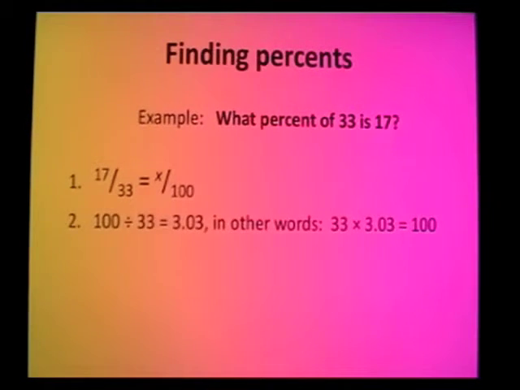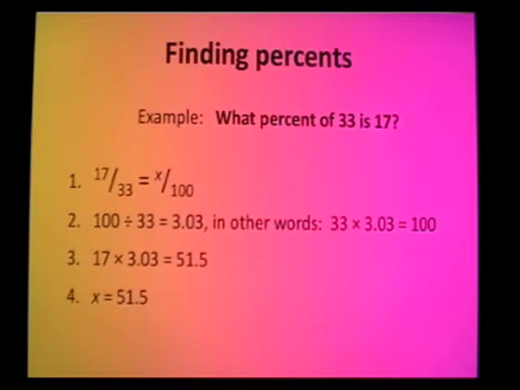First you would do 100 divided by 33 equals 3.03. So now you know that 33 times 3.03 equals 100. And now you do the same thing to 17 as you did to 33. So you multiply 17 by 3.03 and you get 51.5. 51.5 is the same as x now. So then 17 over 33 equals 51.5 over 100, and that's 51.5%.